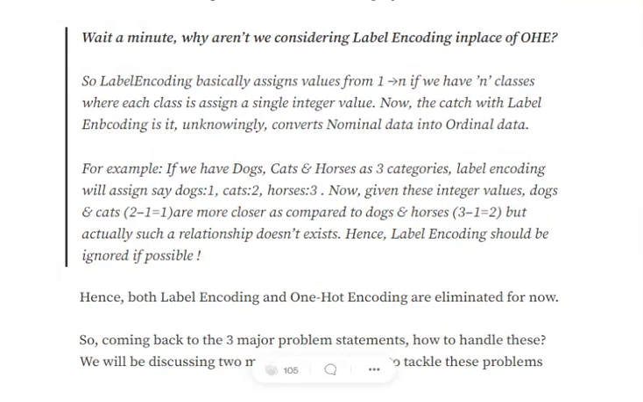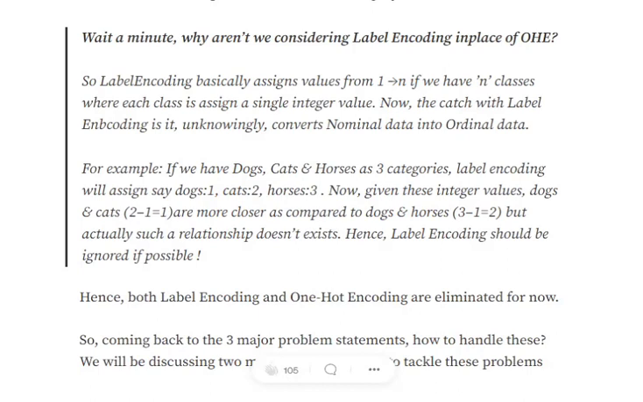Now a big problem with this particular approach is that label encoding has unknowingly converted some unrelated categories into an ordinal numerical data set. For example, when you convert dogs equals 1, cats equals 2, horses equals 3, what is happening is that dogs is now seemingly more related to cats than to horses. Makes sense, because the numerical representation of cats minus dogs is less than that of horses, which is 3, minus dogs, which is 1, equals 2. So cats minus dogs becomes 1, but horses minus dogs becomes 2.